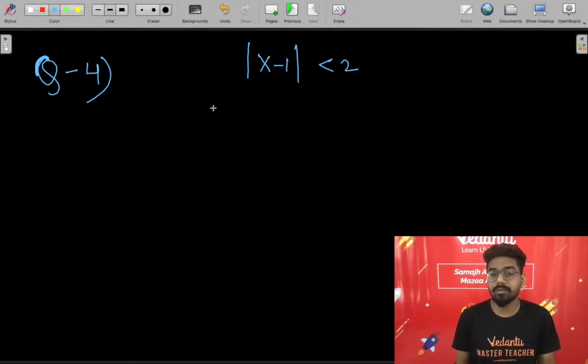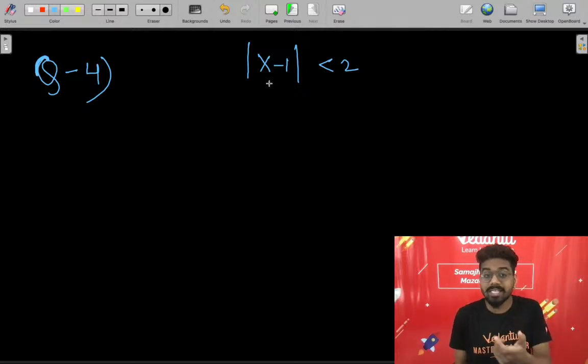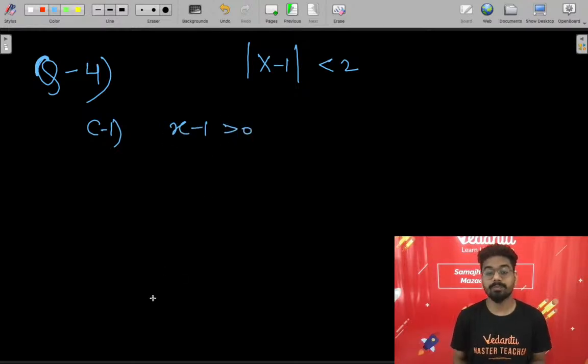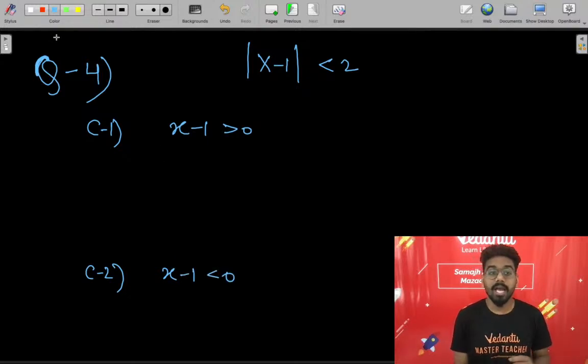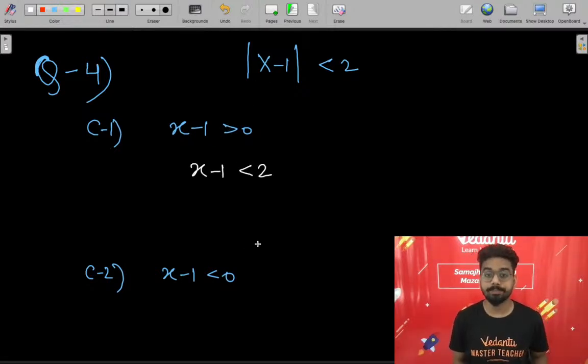What and how exactly we will solve this mod function. Open it by making the cases. Case number 1, if the inside thing is greater than 0. Second case, if the inside thing is less than 0. If the inside thing is greater than 0, we will remove the sign of modulus as it is. We will remove it. And if the inside thing is less than 0, we will apply a minus sign after removing the modulus function. That is all you have to do.